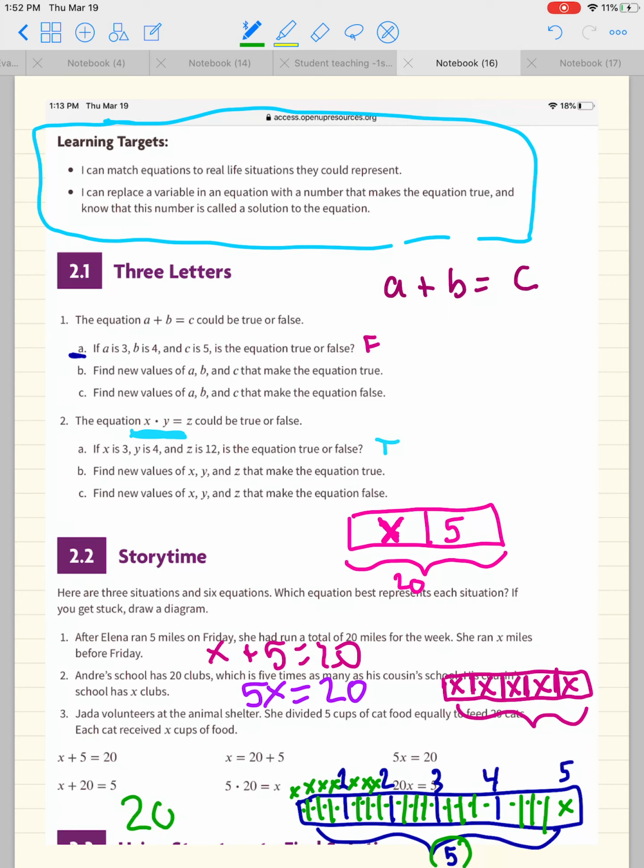So we have 20 times x equals 5. Okay? Now, it's hard to see with my drawing, but the equation that works for this one is 20x equals 5.